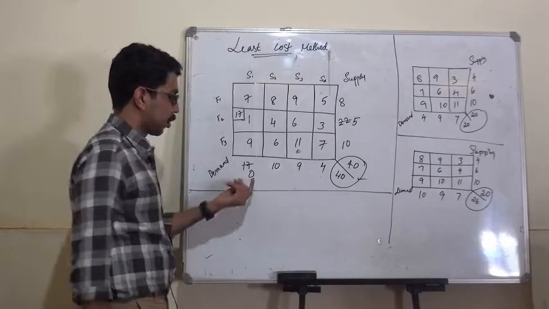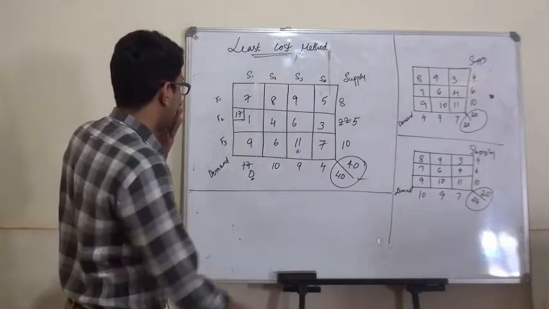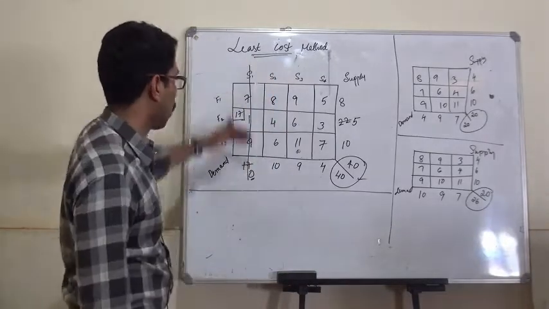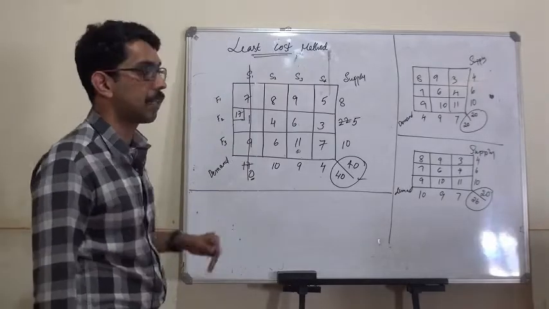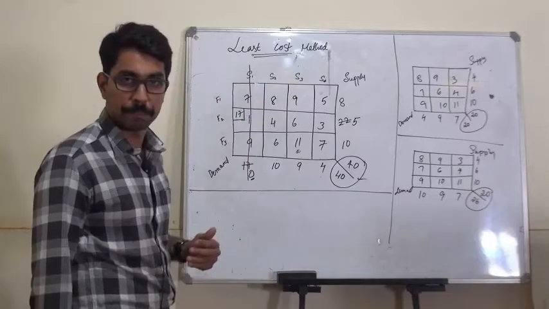When we get 0 here, that means there is no demand here. So we can cross the entire column. That means we can vertically cross. After this, we can move to the next step.